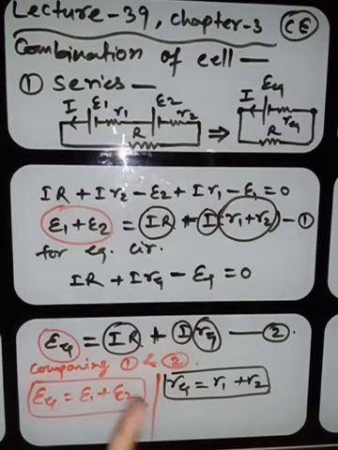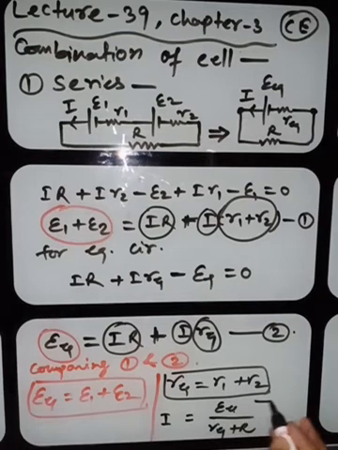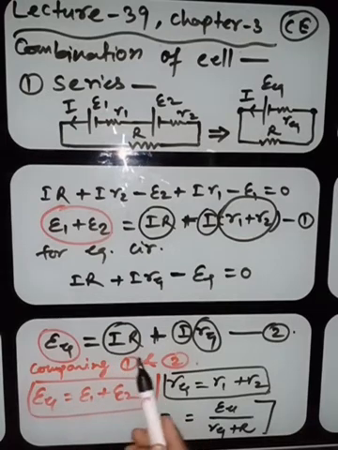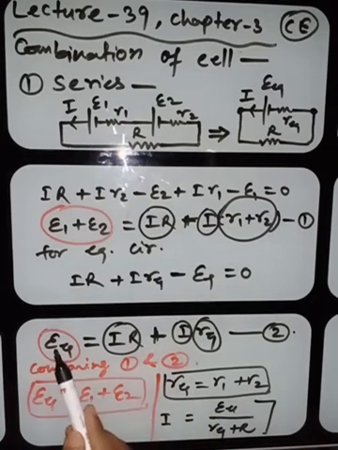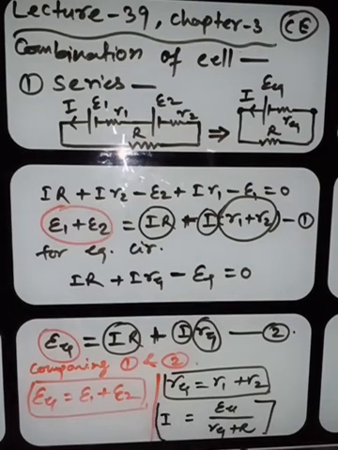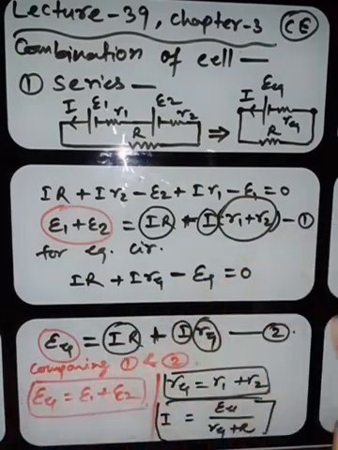Now, could you find the current also? Yes, we can find the current. What will be the current? The current will be E equivalent divided by R equivalent plus R. From here you can find out the current. I is common, so R plus R equivalent, so E equivalent divided by R plus R equivalent, and this is the current. So in this way you can find out in series combination the current and all the things, my dear student.